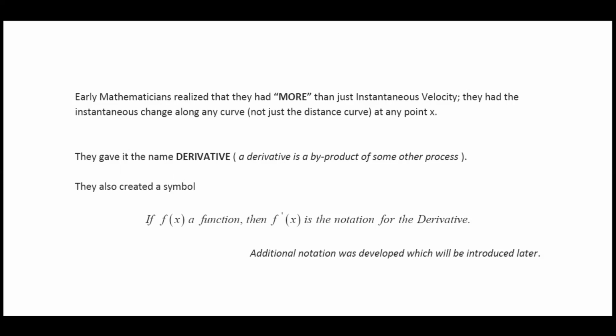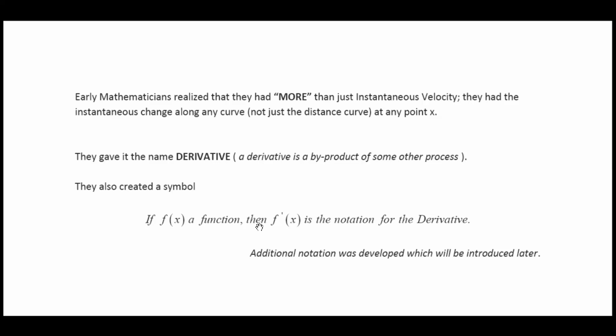Now, there is a symbol that we're going to use. We call this the derivative, by the way. We mentioned this again early in the course. A derivative is a byproduct of some other process. In this case, it's basically a byproduct of the fact that we know how to find the slope of a straight line. And a curved line is, in essence, a lot of little straight lines. And so we can find the slope of a little straight line. And this is what we've done. And this is called the derivative.